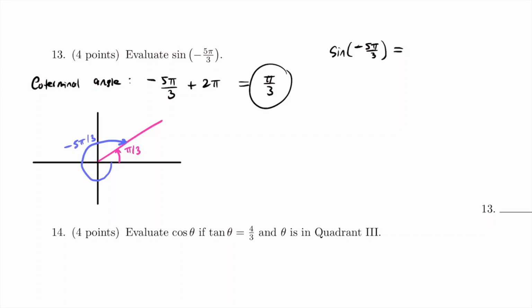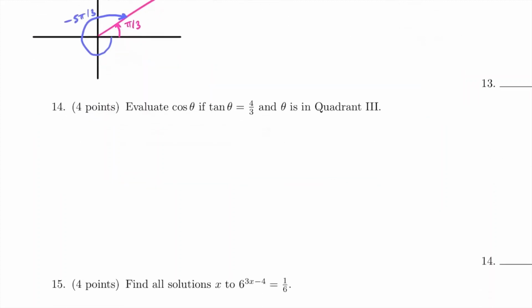So now we can say that sine of negative 5 pi over 3 is exactly the same as, since it's in the first quadrant, it's going to be positive sine of pi over 3. And we, of course, memorize this. So sine of pi over 3, that's going to be the square root of 3 over 2. So that will be the evaluation for this.